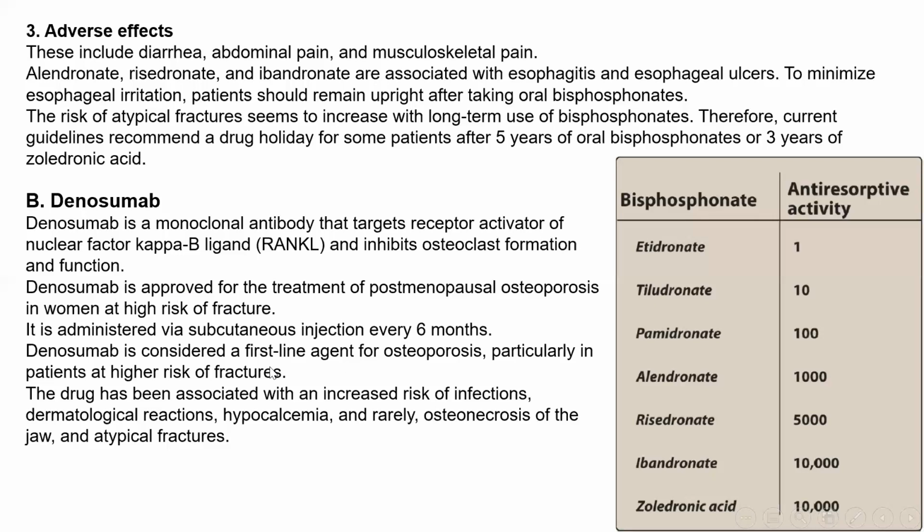It is approved as a first-line treatment for postmenopausal osteoporosis in women at high risk of fracture. Also, there is another advantage that this drug can be administered subcutaneously every 6 months. So it is a very long time to administer the next dose. Also, denosumab is very beneficial, as we said previously, for postmenopausal women, and also for patients who are elderly or at high risk of fractures.